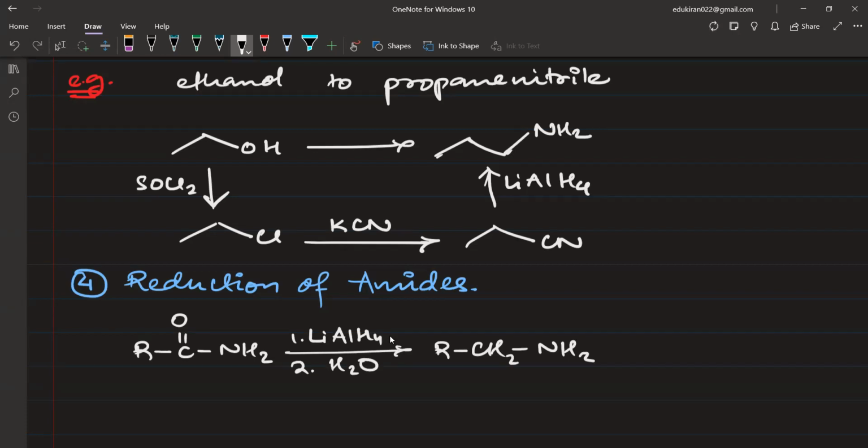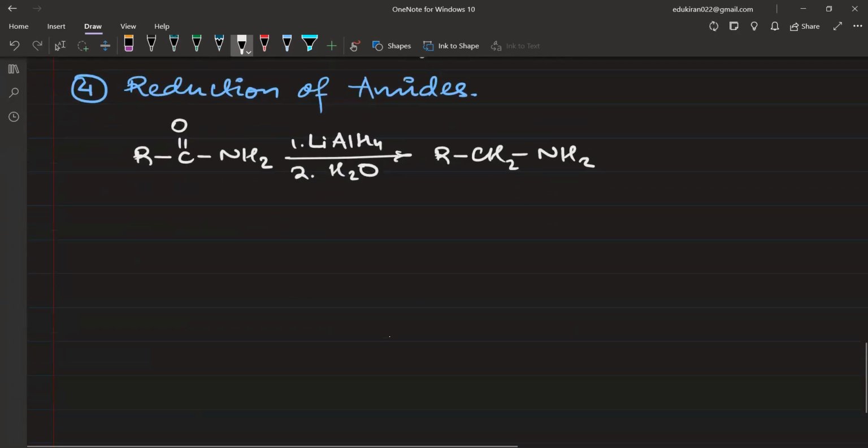If you just add water, then you will get carboxylic acid. You reduce it and then add water, you will get amines. You will get amines from amides. Right, the fifth reaction, this is important.